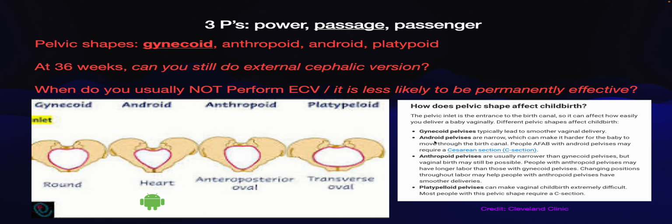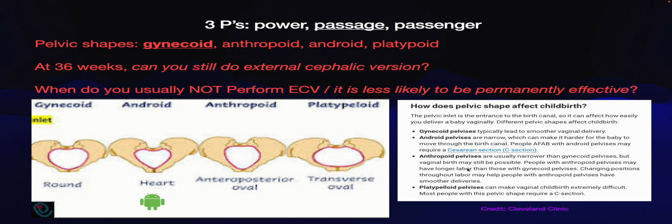So moving on to the three P's, which I'm sure you've heard about by this point: power, passage, and passenger. This particular slide is related to the passage, so the different pelvic shapes that clinicians encounter: gynecoid, android, anthropoid, and this is always a mouthful, platypelloid.